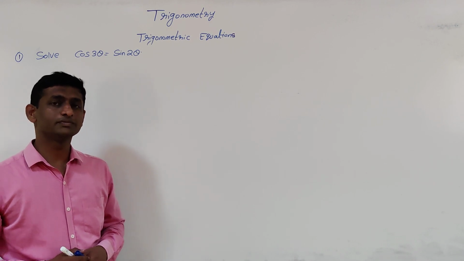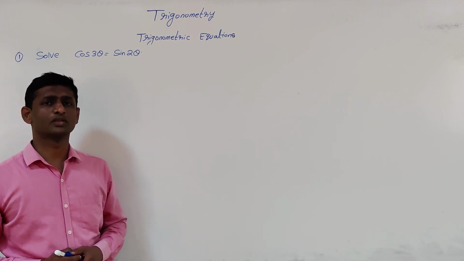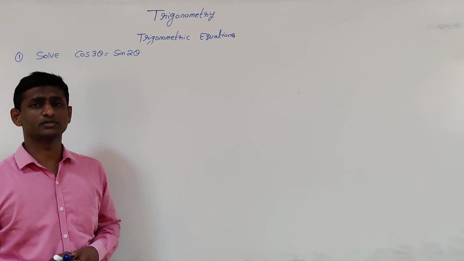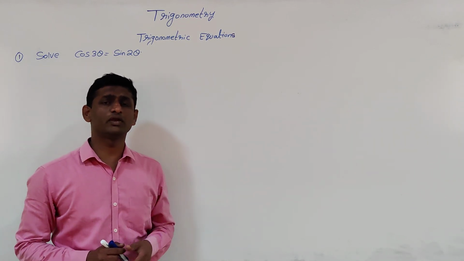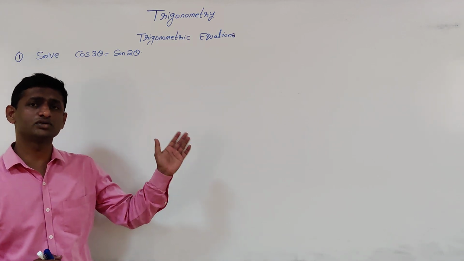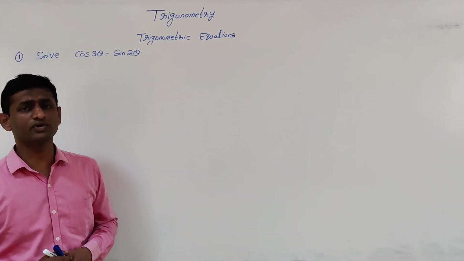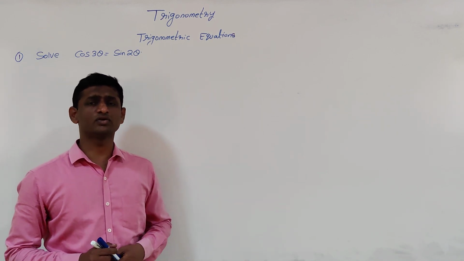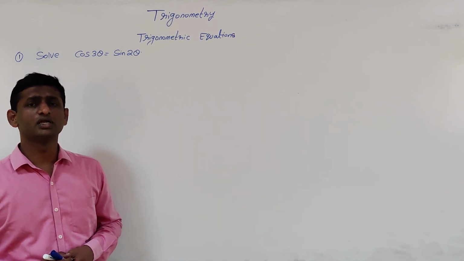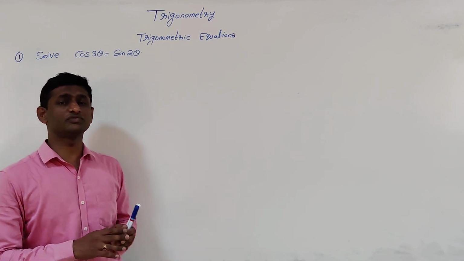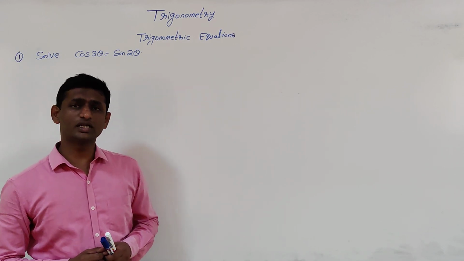So we'll see the problems. The first problem is cos 3 theta is equal to sin 2 theta. In trigonometric equations we have seen cos theta is equal to cos alpha, sin theta is equal to sin alpha, tan theta is equal to tan alpha, secant theta is equal to secant alpha, cosecant theta is equal to cosecant alpha, cot theta is equal to cot alpha. If these forms exist, we can find the general solutions.